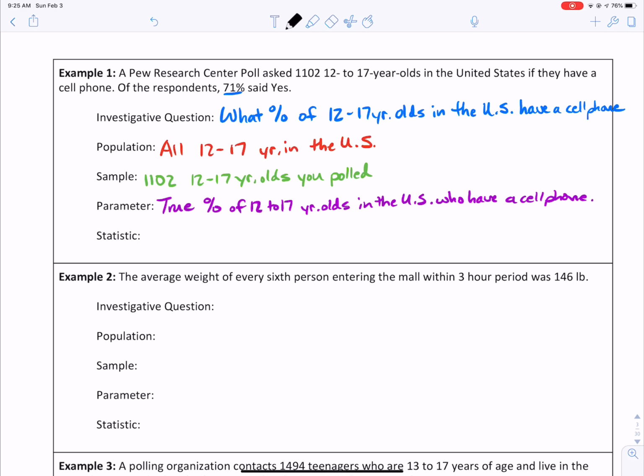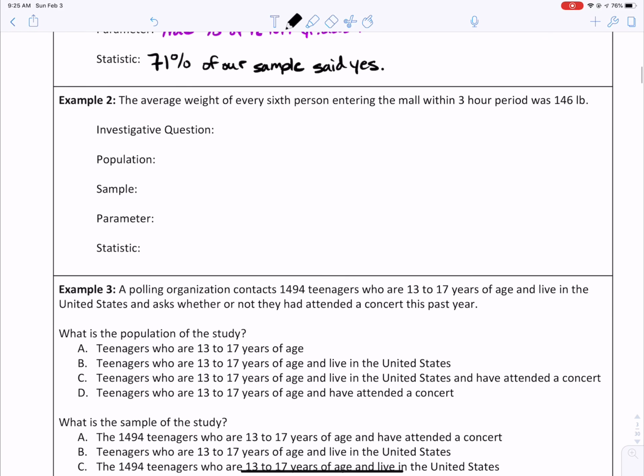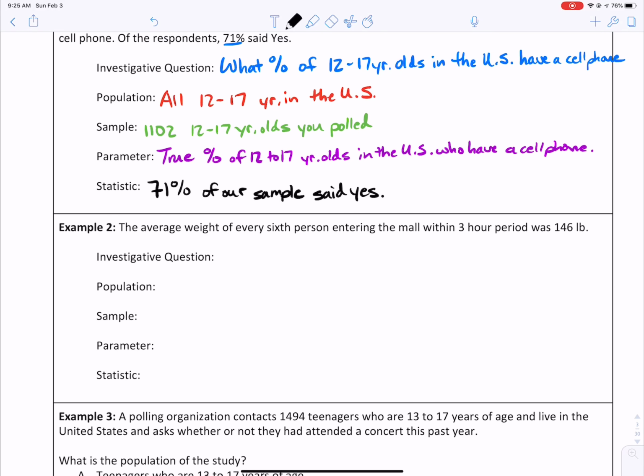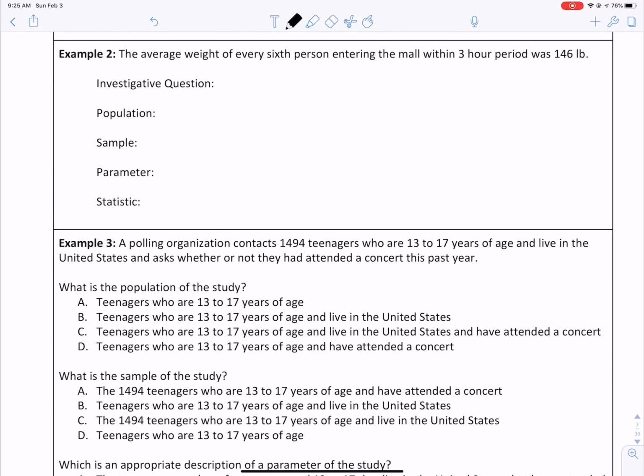And the statistic is what we actually found, which was 71% said yes. And that was 71% of our sample. So out of our randomly gathered sample, if 71% said yes, we could infer that that would be likely to be close to the parameter amount. The population would mirror our sample if we've done a good job gathering the sample.